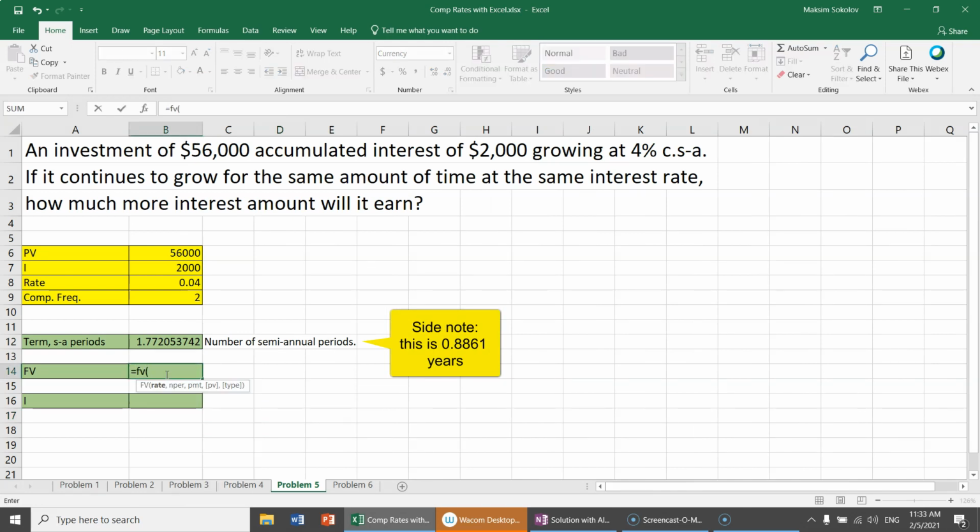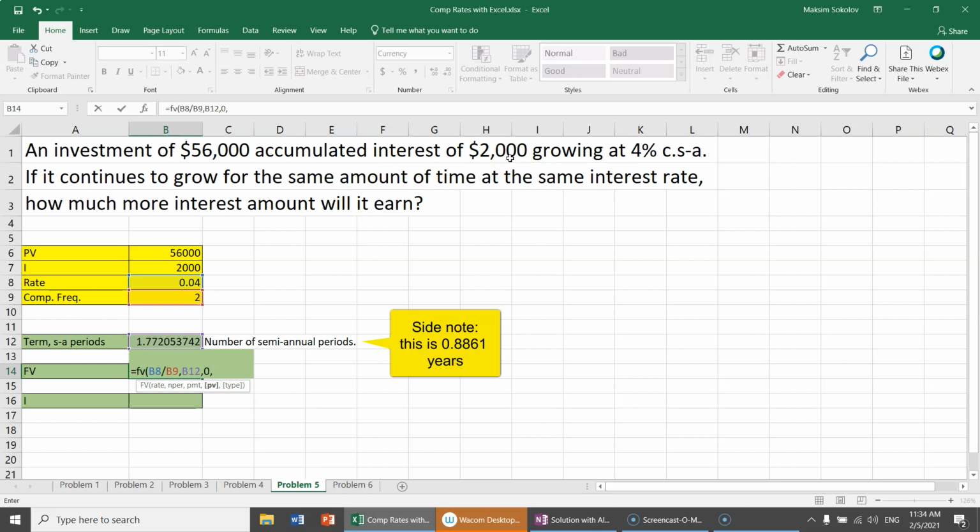Future value is the function FV. First comes the rate, which is the periodic rate, which is B8 divided by B9. Then the total number of periods. This total number of periods has already been found in cell B12. Payment is 0 because that's not an annuity. Present value has been updated this time. We started with present value 56,000, but that present value has accumulated interest already of $2,000.